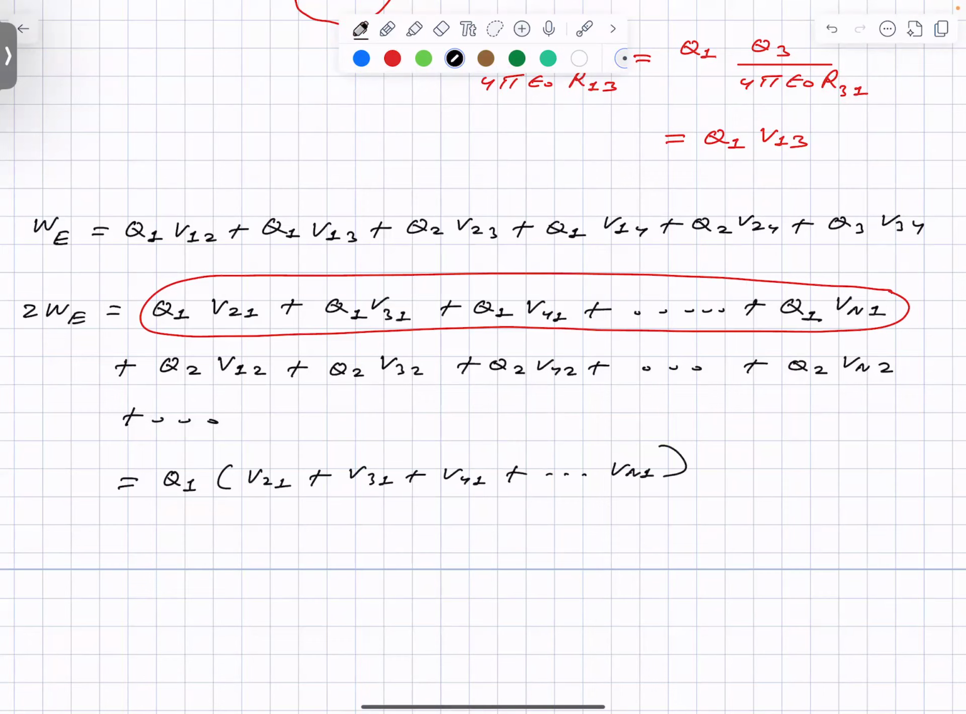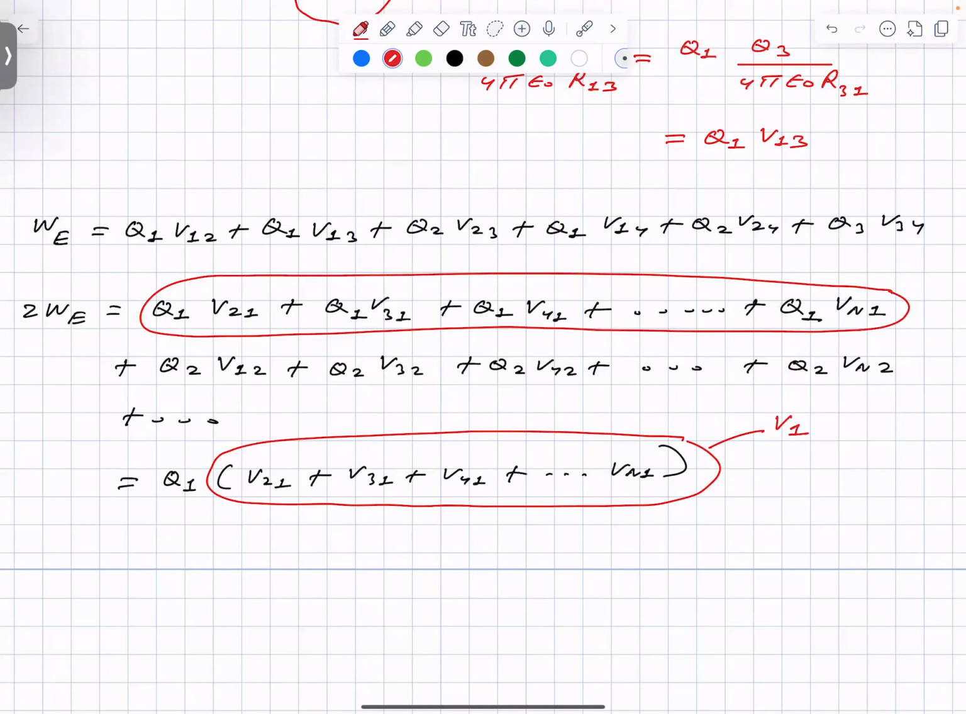What that now represents is, the very first term is the potential at point 1 due to charge 2. The second term is the potential at point 1 due to charge 3. And after that, the potential at point 1 due to charge 4, and so on. So every term there is the potential at point 1 due to different charges. So if we add them all together, we can write it as the total potential at point 1.